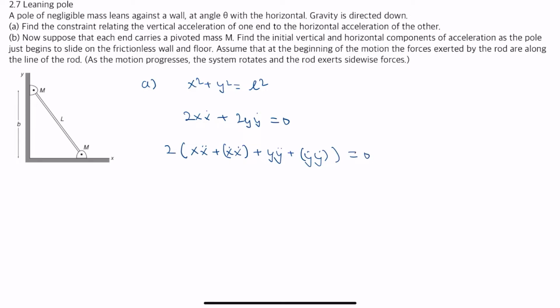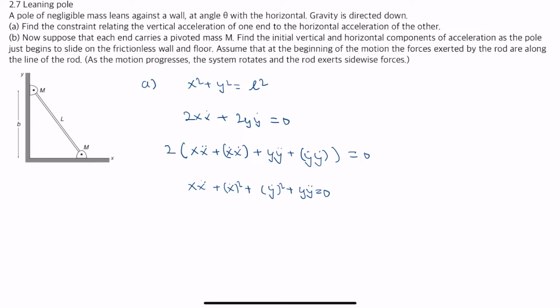For those who are not familiar with this representation, a single dot means a single time derivative, and a double dot means a second time derivative. It's a little easier to write it this way rather than using d squared y upon dt squared again and again. So this will be x double dot plus x dot squared plus y dot squared plus y double dot equals 0.